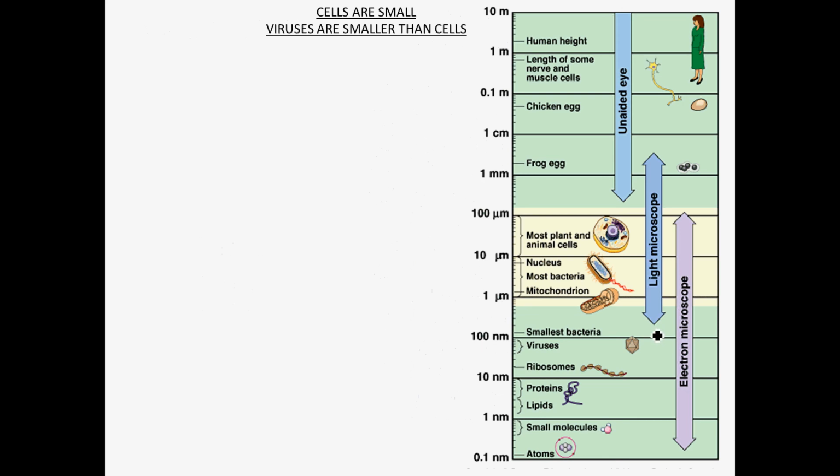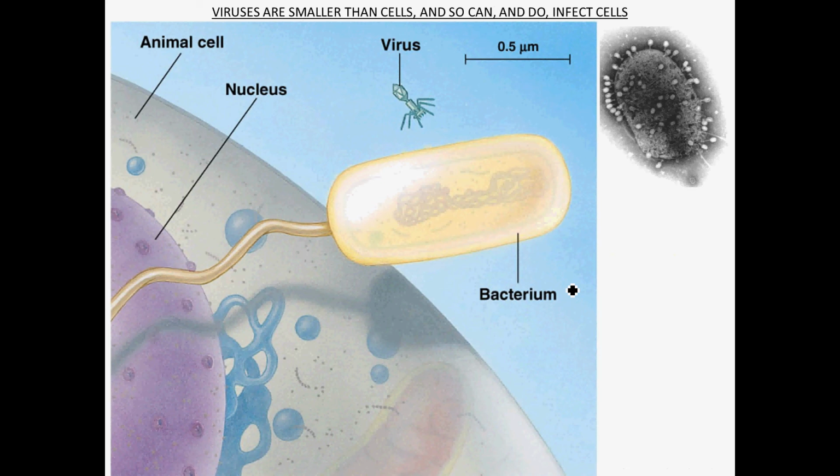So as we see by the title here, cells are small, but viruses are smaller. So if you look over here, most plant and animal cells are on this scale here, and viruses down here are on the nanometer scale, right? And obviously not visible with a light microscope. Right? So viruses are going to be infecting host cells, and part of their life cycle or their reproductive cycle involves invading a host cell.